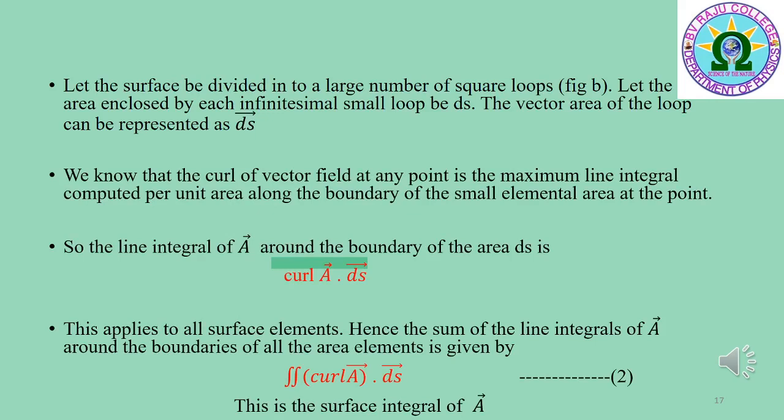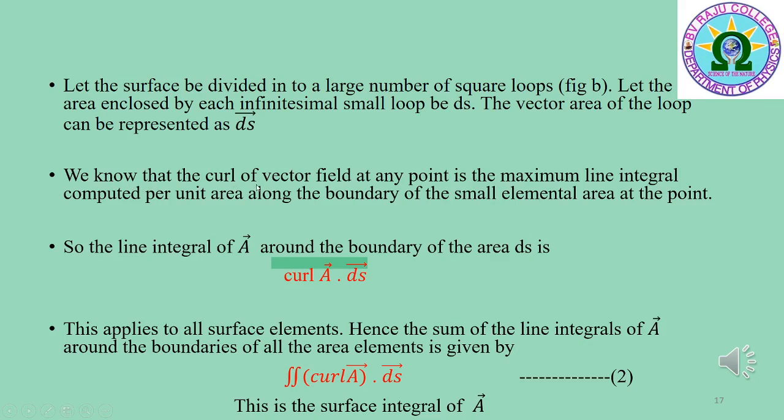On dividing the surface S into a large number of square loops, let the area enclosed by each infinitesimally small loop be ds. The vector area of the loop can be represented by ds bar. Let n cap be a unit vector normal to the surface element ds, and let theta be the angle between n cap and A bar.